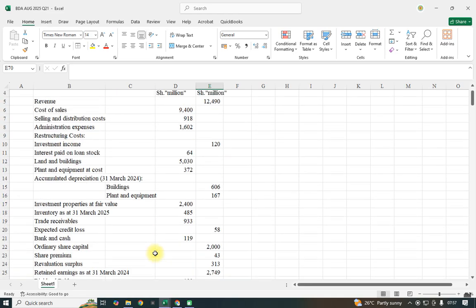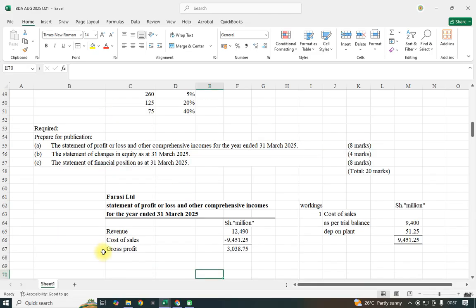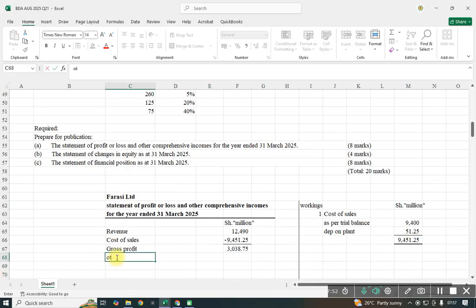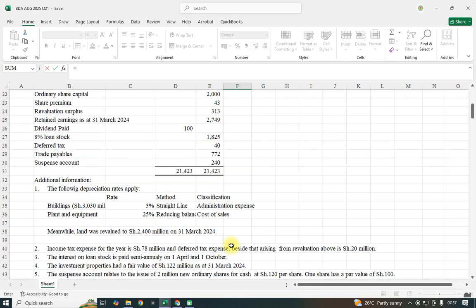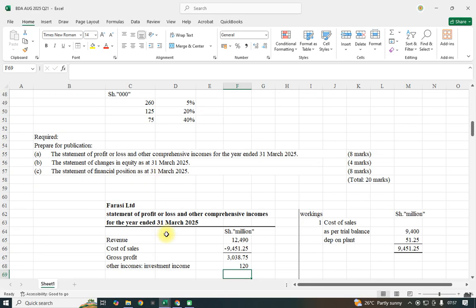And then we look at whether we had other income. I think I can see investment income, other income here. We had other incomes, and under other income, the first one we have is investment income, and for our investment income, we had 120.